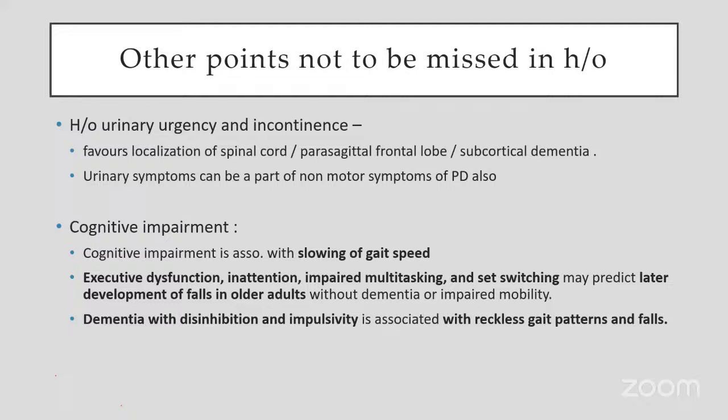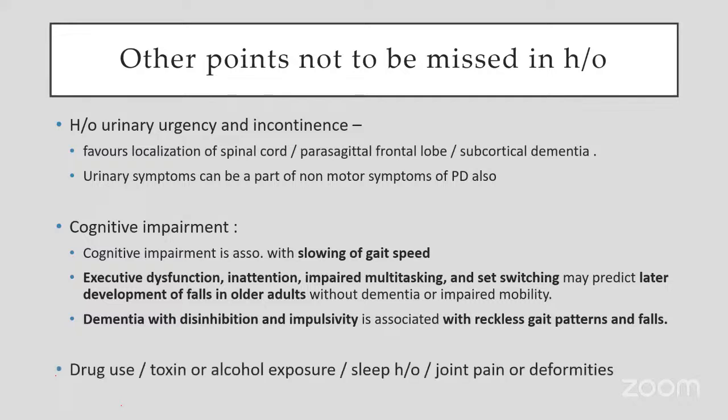Cognitive impairment is associated with slowing of gait speed, executive dysfunction, inattention, impaired multitasking, and set switching, which may predict later development of falls in older adults without dementia or impaired mobility. Dementia with disinhibition and impulsivity is associated with reckless gait patterns and falls, especially in FTD.